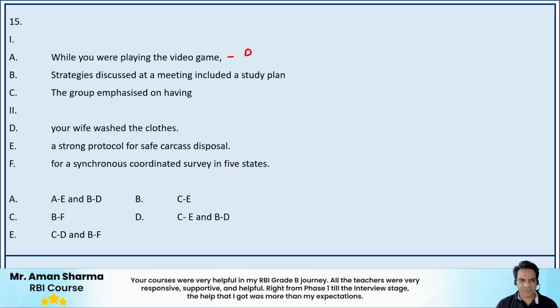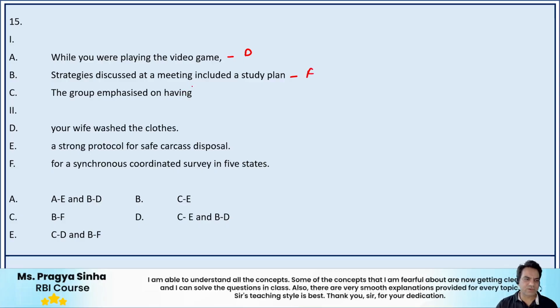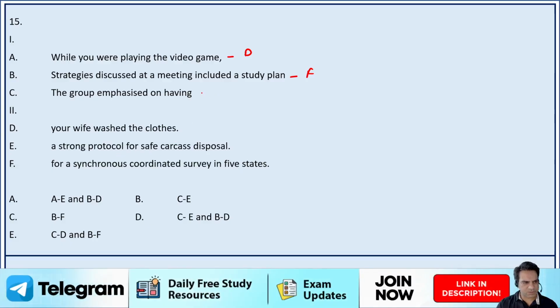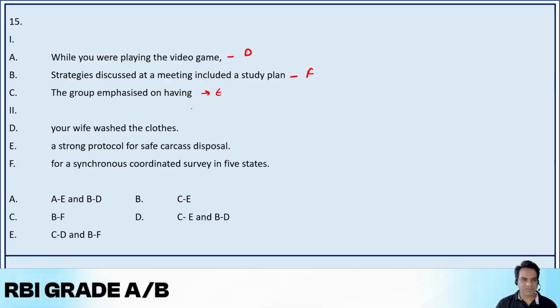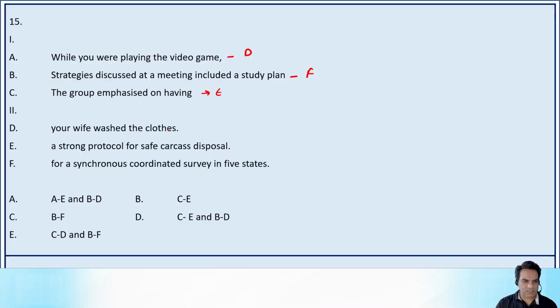Strategies discussed at a meeting included a study plan for a synchronous coordinated survey in 5 states. Okay. So B with F. Let's see, the group emphasized on having a strong protocol for safe carcass disposal. Yes. So C with E. Now let's look at the grammatical part. While you were playing the video game, your wife washed the clothes. So A with D.